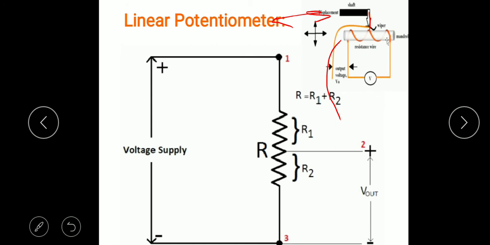When the wiper changes its position, the resistance of the circuit will change, and we all know when the resistance changes, the current flowing through the circuit will also change, or the voltage will change. And if the voltage changes, automatically the output, whatever displacement we are going to measure, will also be different. Now comes the second diagram, the bigger diagram.